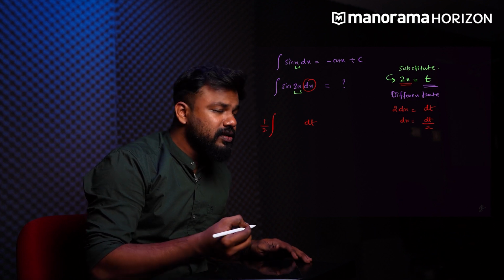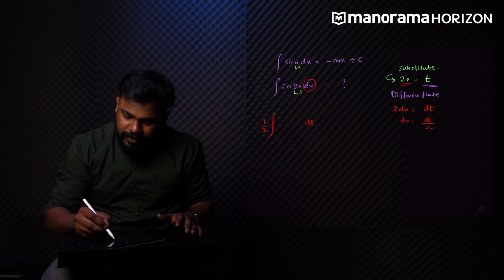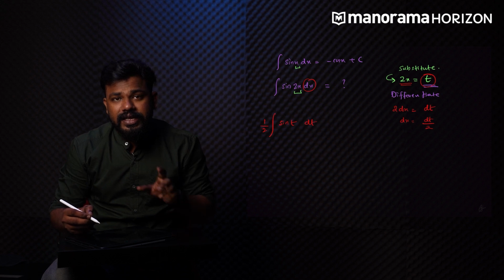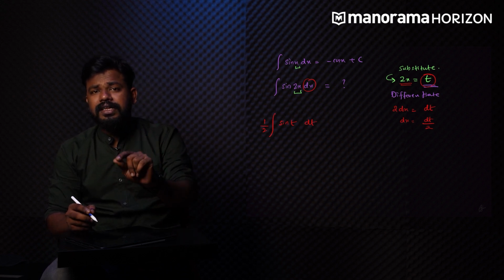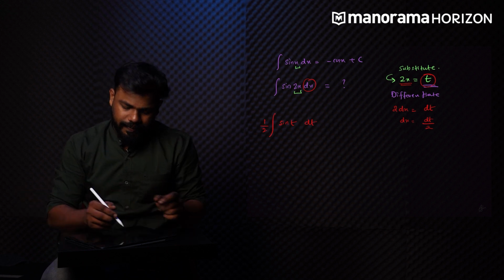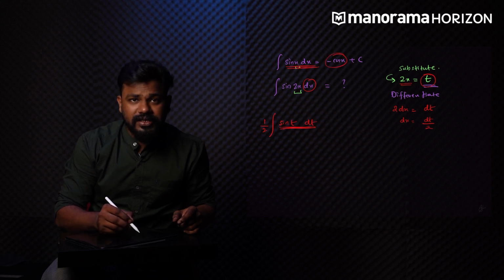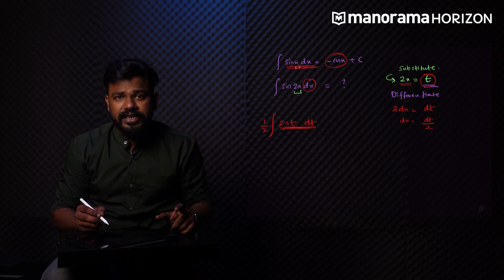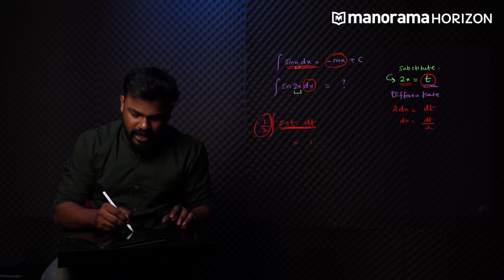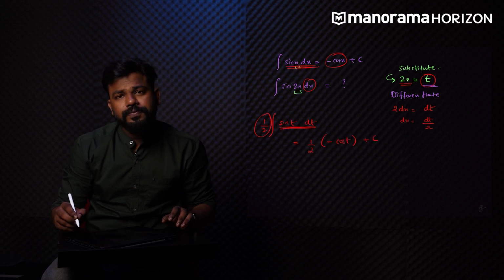Since it is a constant, I'm taking it outside, so 1 by 2. And in place of 2x in sin 2x, I have t. So I can write it as sin t dt. Yes. So now integral sin 2x dx is converted to half of integral sin t dt. Now what is the integral of sin t dt? Same as sin x dx, the integral is minus cos x. Can we write integral sin t dt is minus cos t plus c? Yes. But there is a half outside. So what will be the integral? Half of minus cos t plus c.